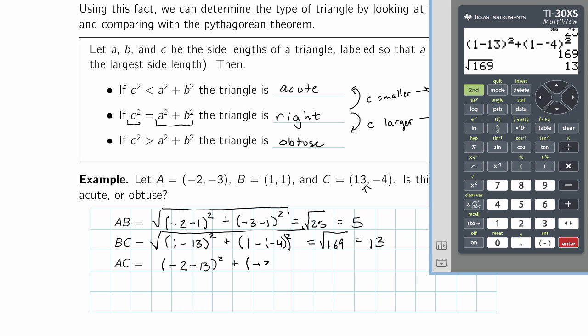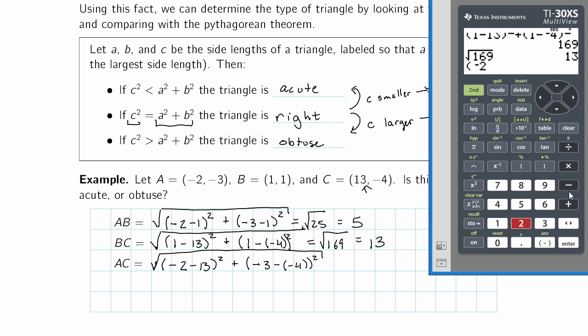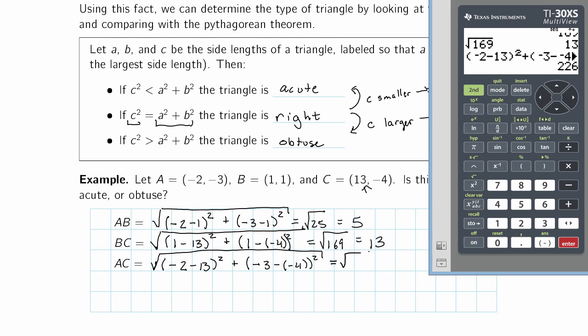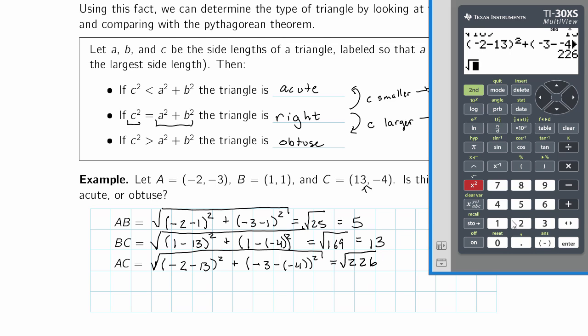Okay, and then my AC, same thing again, difference in the x's, -2 minus 13 squared, plus difference in the y's, -3 minus -4 squared, and then we take the square root. So we'll have -2 minus 13 squared plus -3 minus -4 squared. That'll be square root of 226. Let's see if we can simplify that. And we can't, so we'll just leave it like that.